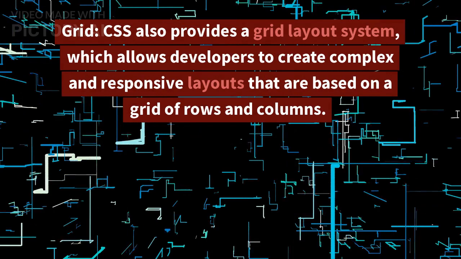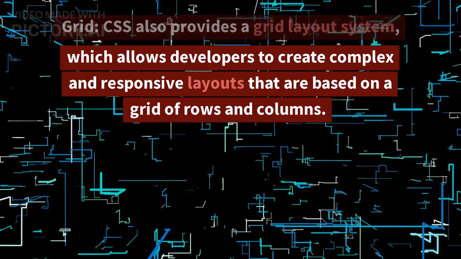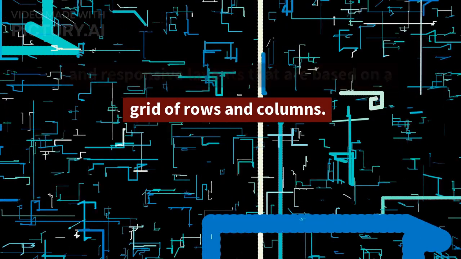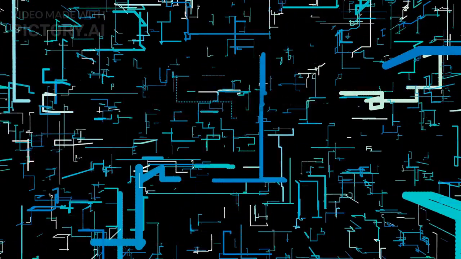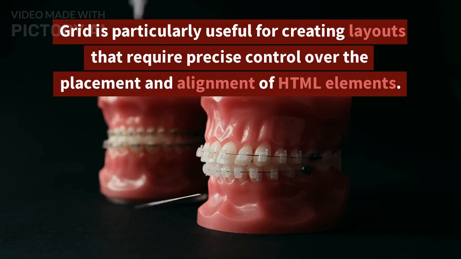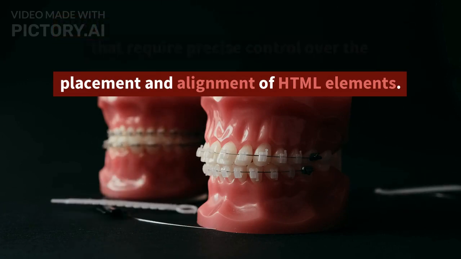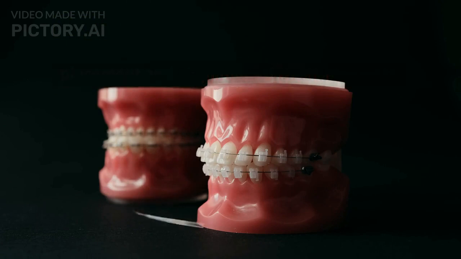Grid. CSS also provides a grid layout system, which allows developers to create complex and responsive layouts that are based on a grid of rows and columns. Grid is particularly useful for creating layouts that require precise control over the placement and alignment of HTML elements.